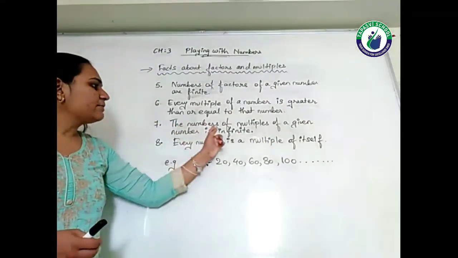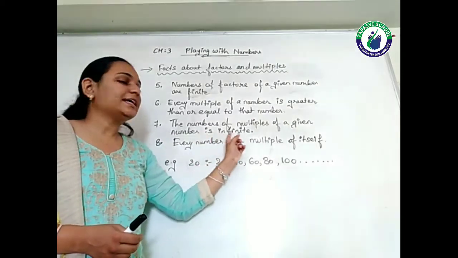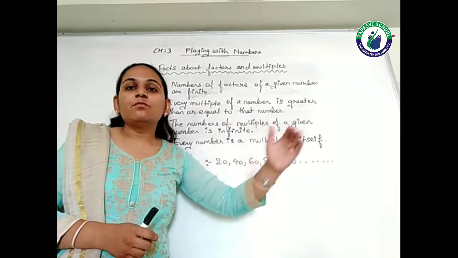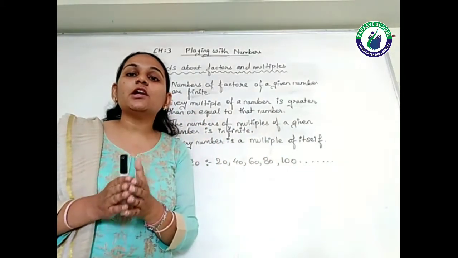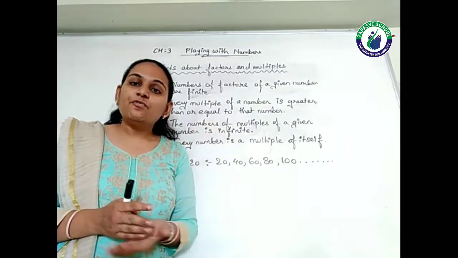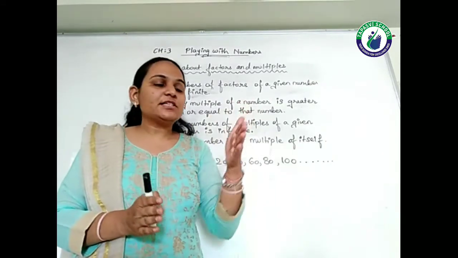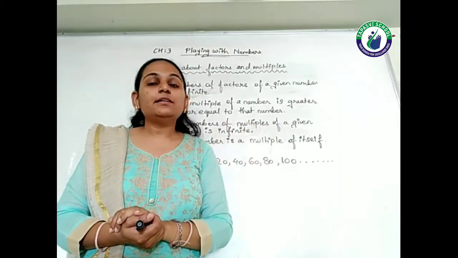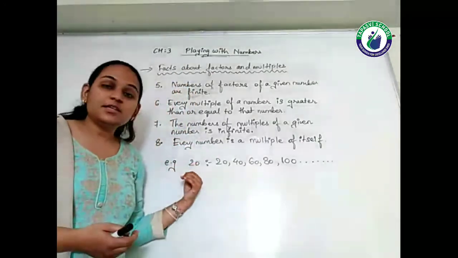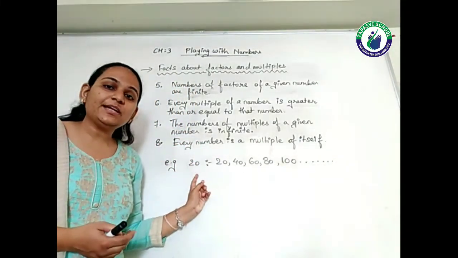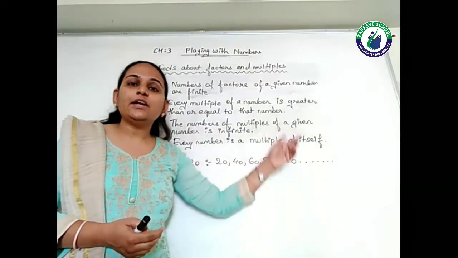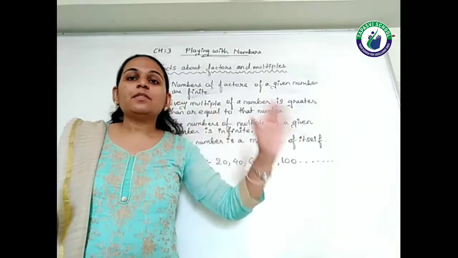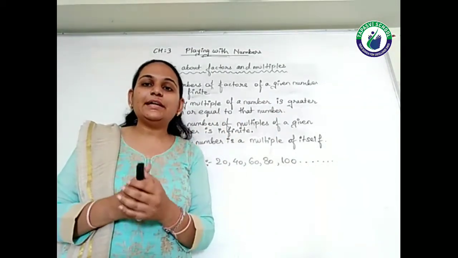Next one is, the number of multiples of a given number is infinite. That means the multiples are always infinite. They cross and cross. We cannot have any particular limit as we have in the factors. In factors, for example, if it is 20, the last factor will be 20. It cannot go more than that. But the same does not happen in the case of multiples. If I start writing the multiples of 20, then 20, 40, 60, 80, 100 and so on. 20 into 100, 20 into 1 lakh, 20 into 1 crore. They are infinite. So this is the meaning of finite and infinite.